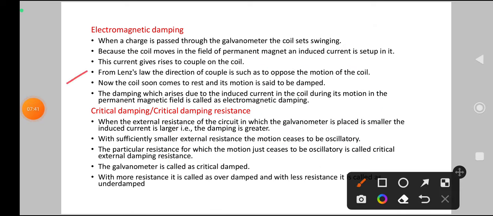Right. From Lenz's law, the direction of the couple is such as to oppose the motion of the coil. According to Lenz's law, what is the couple doing? Suppose it is a coil, and let it be swinging like this. Okay, not a complete rotation, just swinging like this.